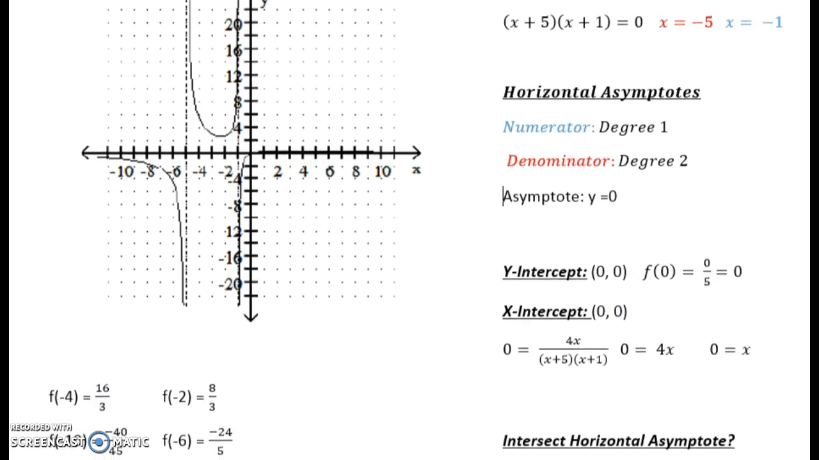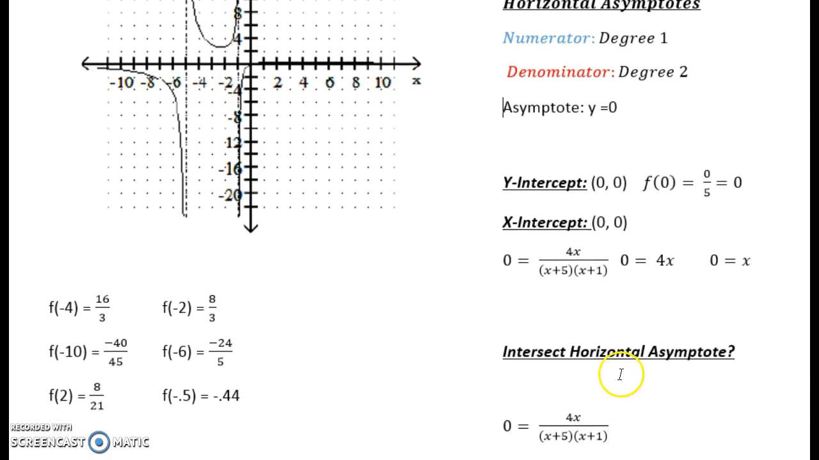So now we want to ask, will our graph ever intersect the horizontal asymptote? Sometimes they do, sometimes they don't. To solve for that, we set our function equal to what our horizontal asymptote was. And our asymptote was just 0, so we set it equal to 0. And we already solved this out. That's exactly what I did right here. The answer we got for x was 0. So what that tells us is the graph will intersect the horizontal asymptote when x is 0. So at our origin, 0, 0 is the only time we're going to cross the horizontal asymptote.